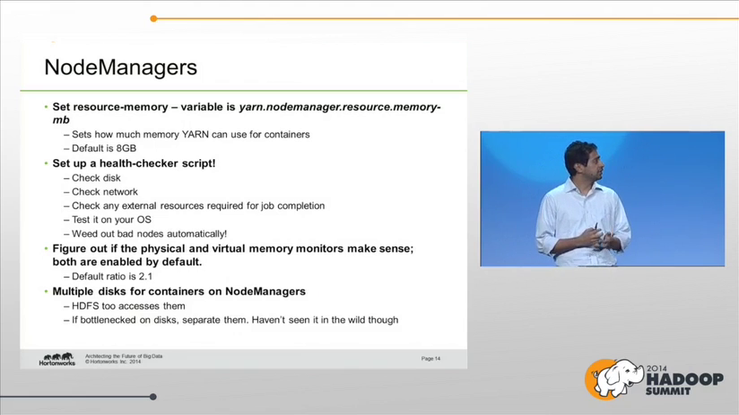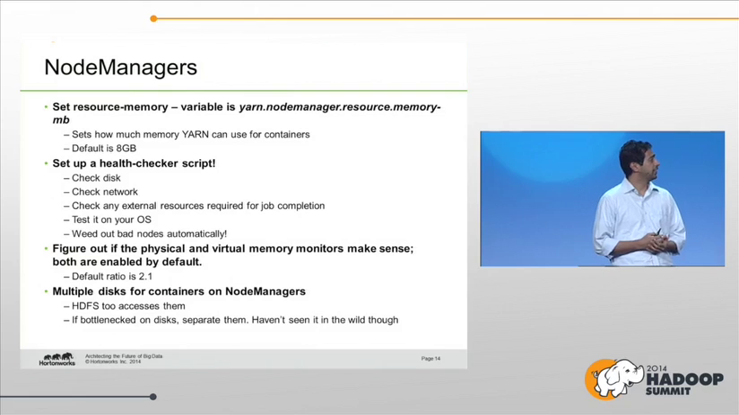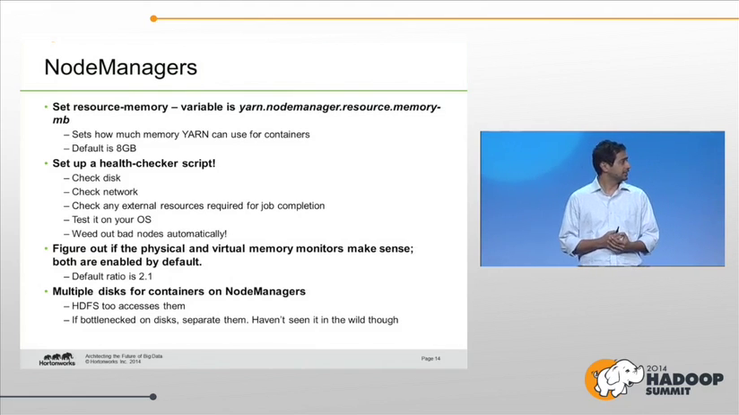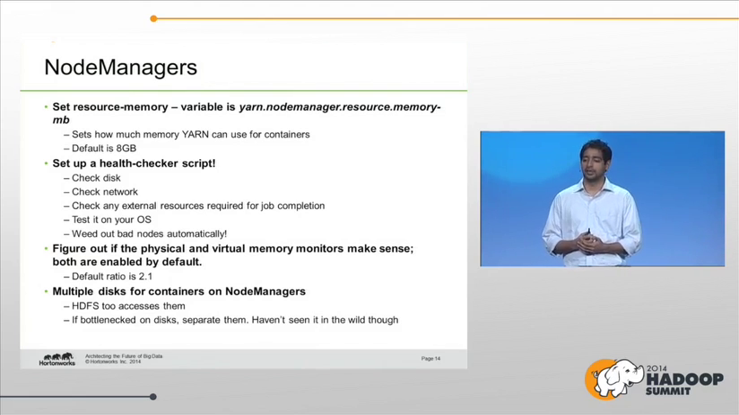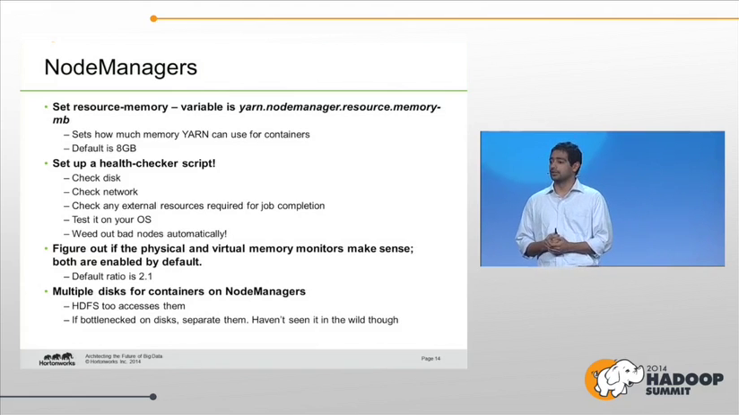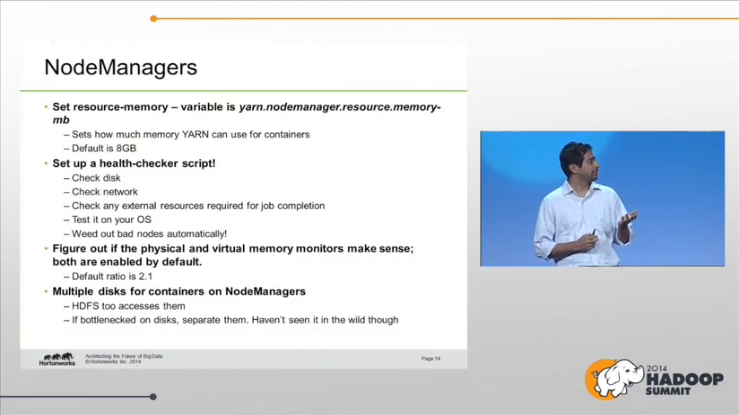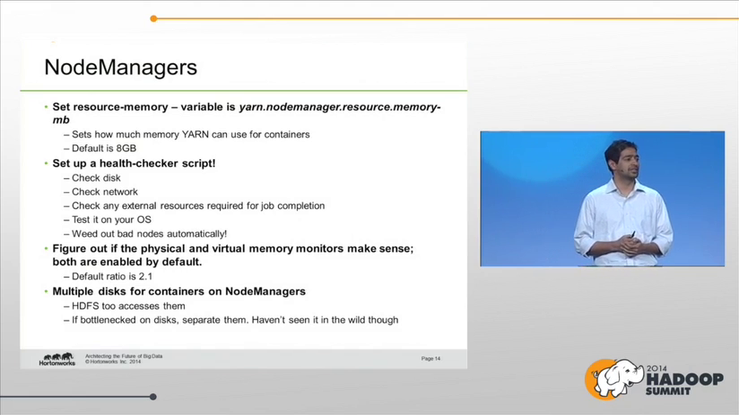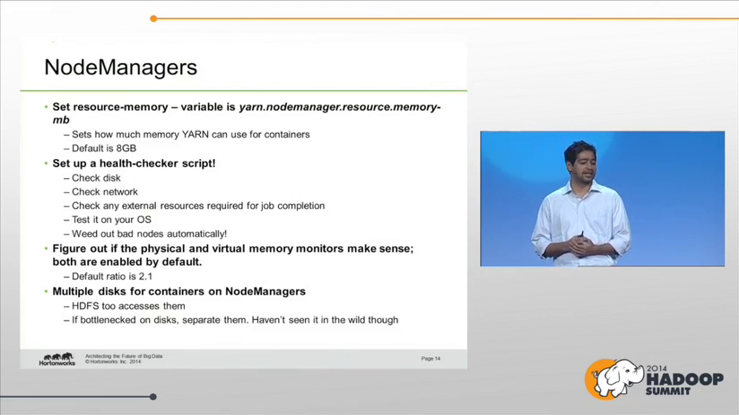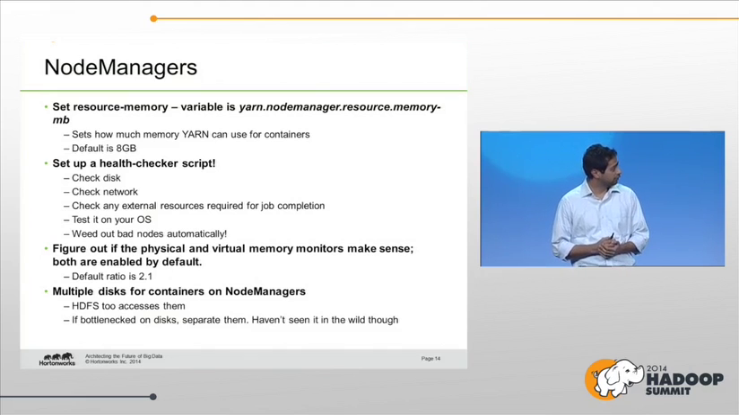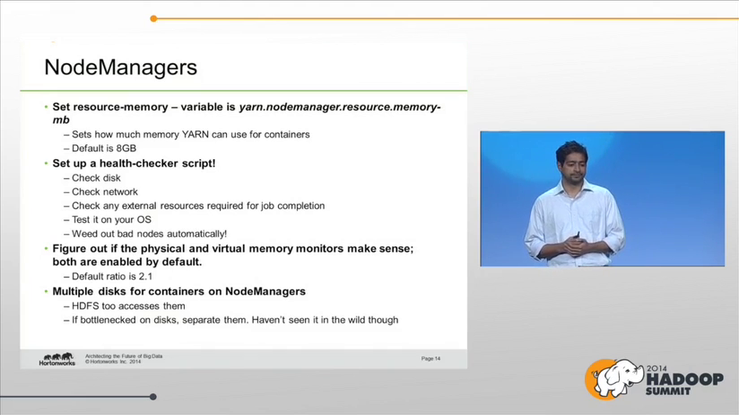There is a physical and virtual memory monitor that runs on every node. By default, it checks the physical and virtual memory that a task is using. The way it does that is it looks at the amount of memory the task has been allocated, and the physical memory limit is the memory it was allocated. The virtual memory limit is 2.1 times the physical memory limit. A lot of people find this ratio to be way too low, that containers need to get more virtual memory, so that default ratio of 2.1 might be too low.